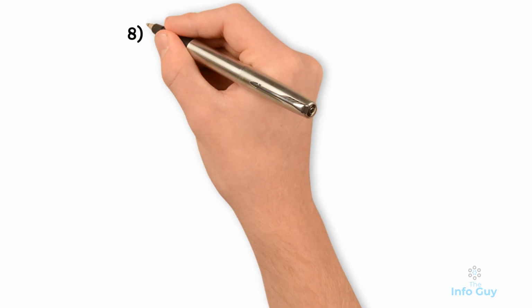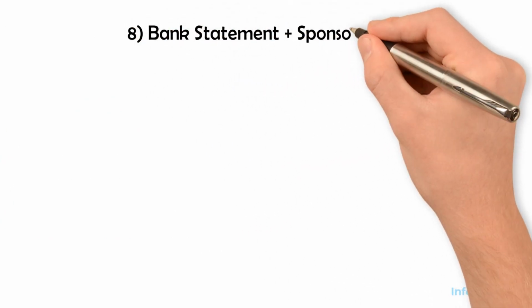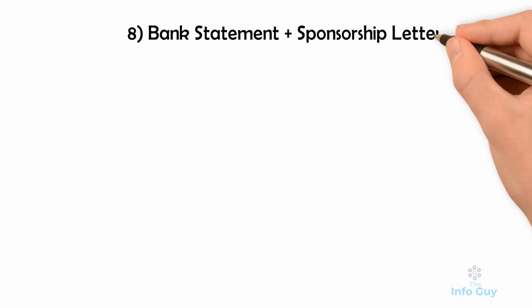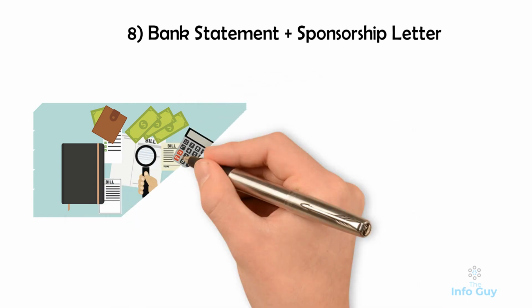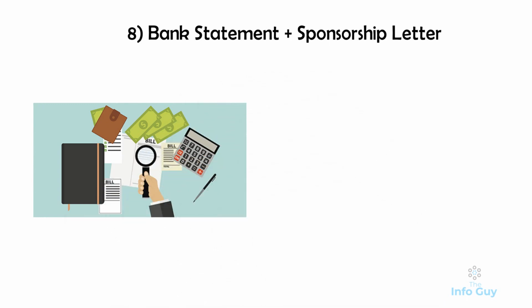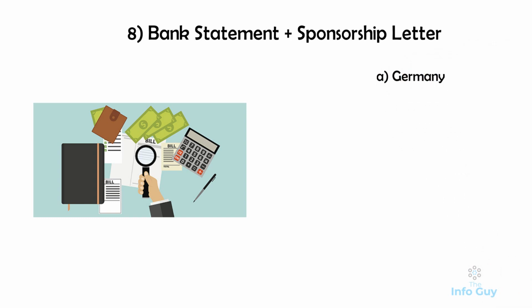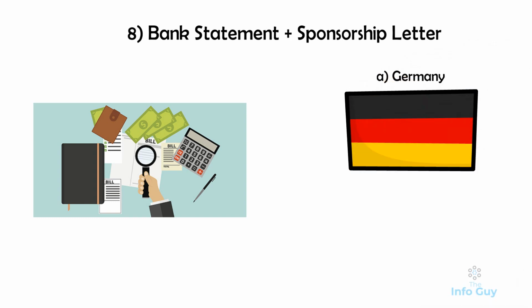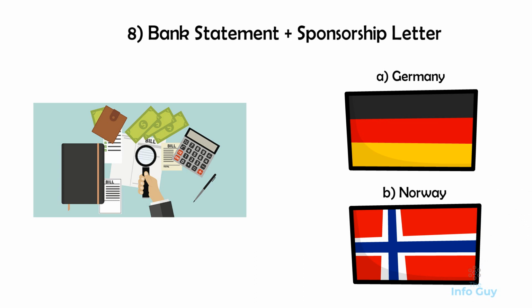The second last document is related to your finances. Your bank statement plus your sponsorship letter of the guarantor. Most universities, having tuition fees, demand bank statements to show that you can finance your studies. And countries having no tuition fees like Germany and Norway demand that you have enough amount to support your living expenses. We shall talk more about Norway admissions in our next video, so if you're interested, do watch it when it's out.